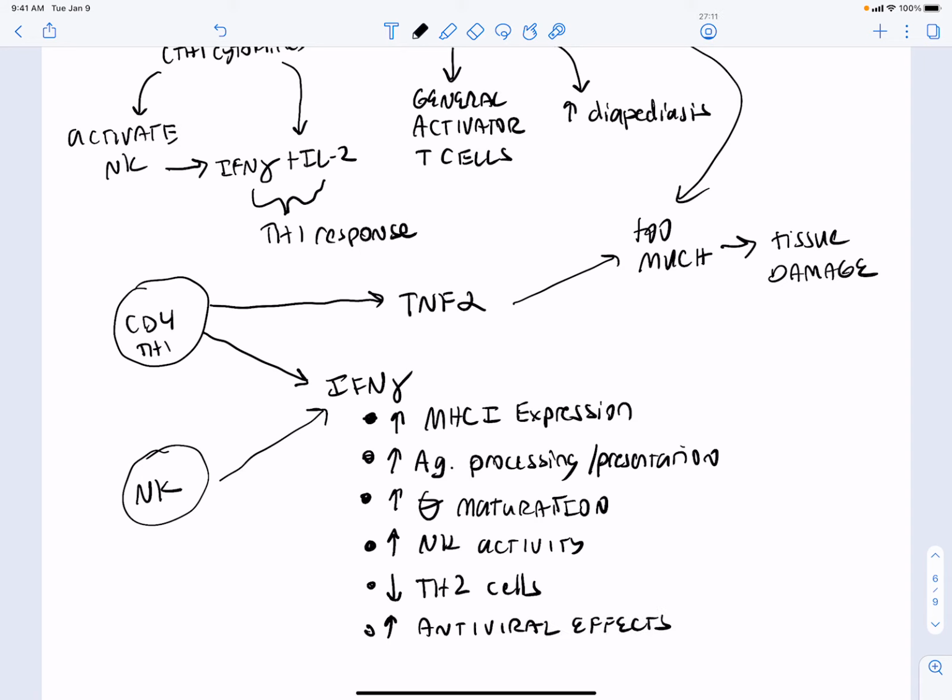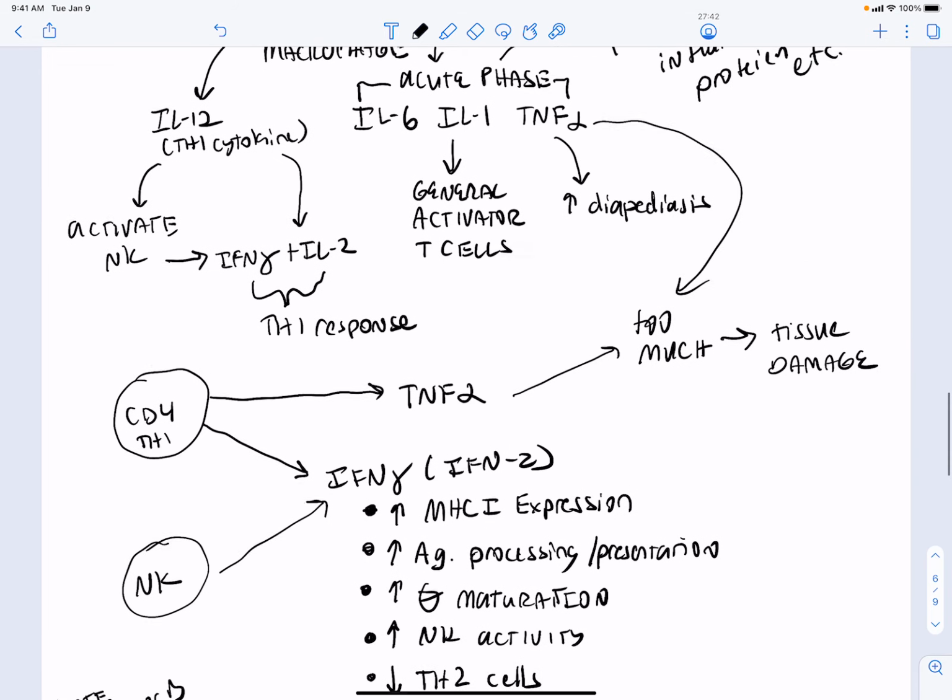Such as interferon type 1. So interferon gamma is known as IFN type 2. And just as a note, interferon alpha or beta are IFN type 1. Okay, so interferon gamma is always IFN type 2. It's also called immune interferon. Now, what's important about this is that this is all about an intracellular pathogen.